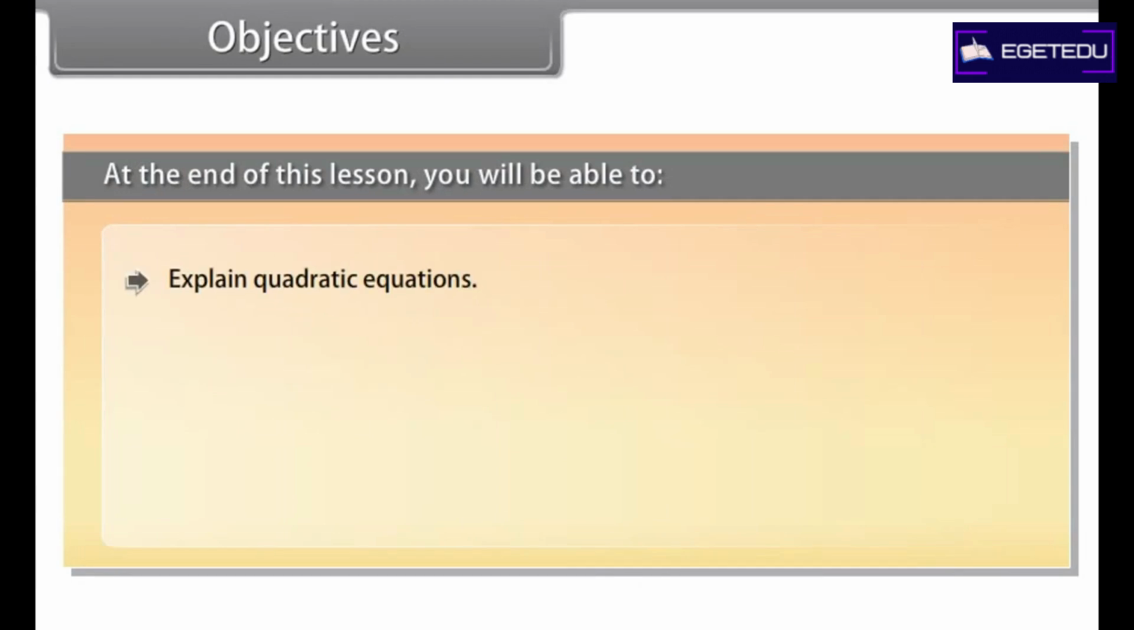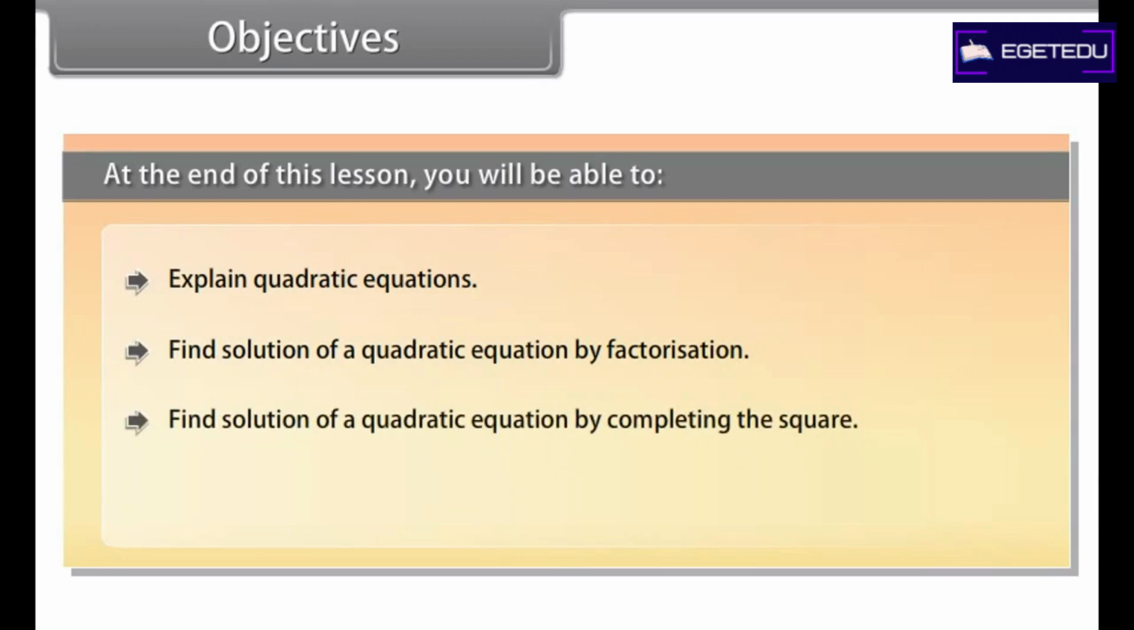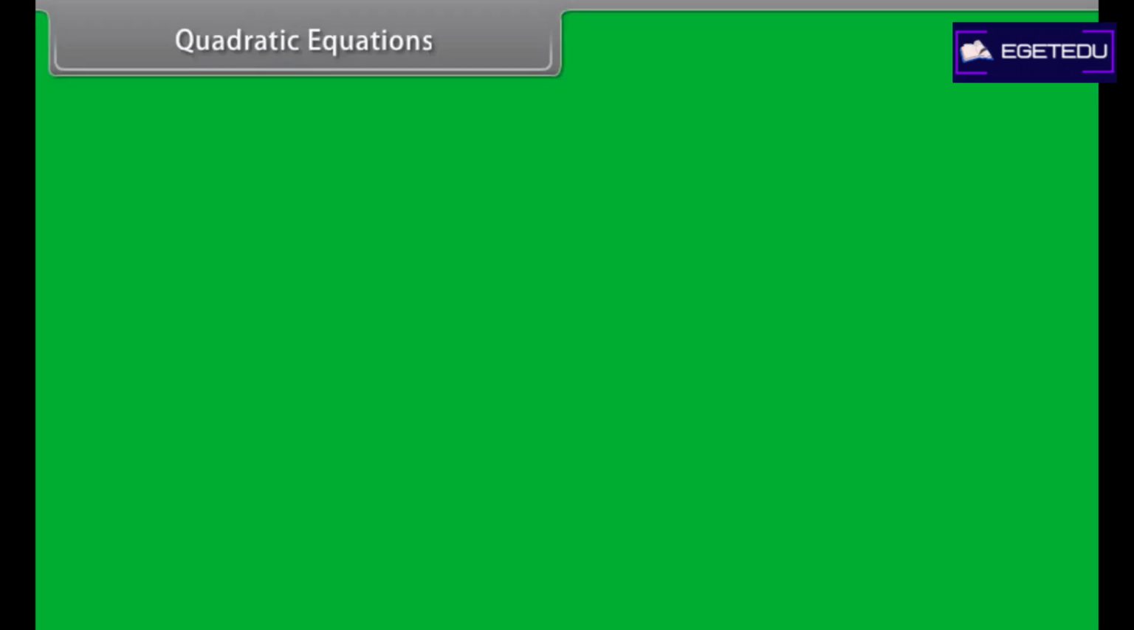explain quadratic equation, find the solution of a quadratic equation by factorization, find the solution of a quadratic equation by completing the square, explain the nature of roots.